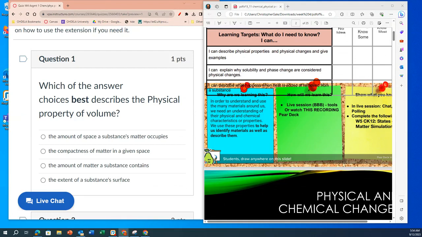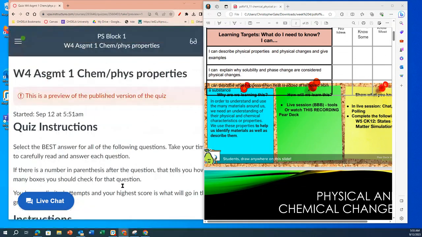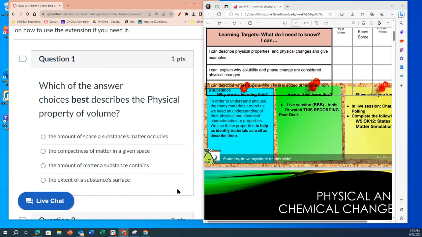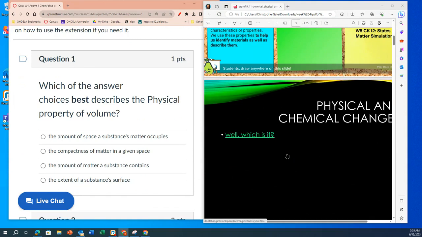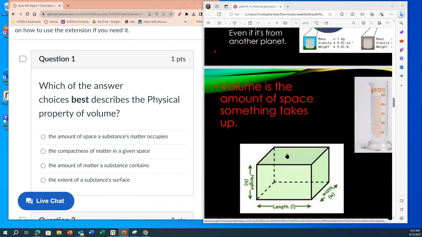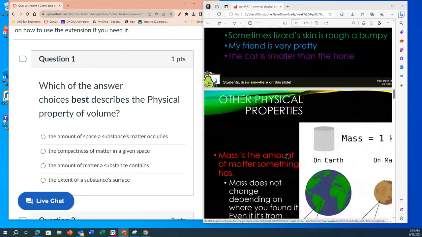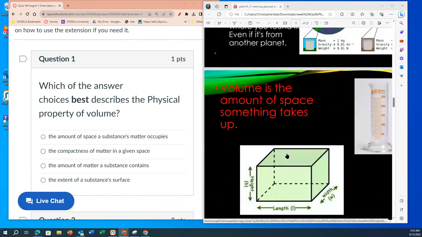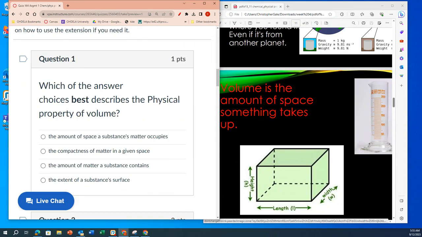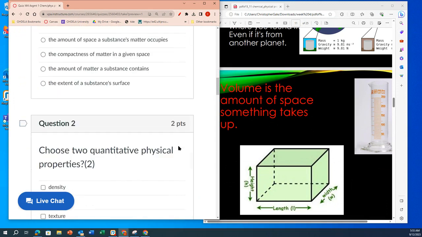All right, so resuming, now we're going over W4, Assignment 1, Chemical and Physical Properties. Okay, which is the answer? Choose the best to describe the physical property of volume. So if we look at the section on what is volume, volume is the amount of space that something takes up. The amount of space a substance has. So this is our question right here, amount of space. I always use these side by side to help answer the questions.